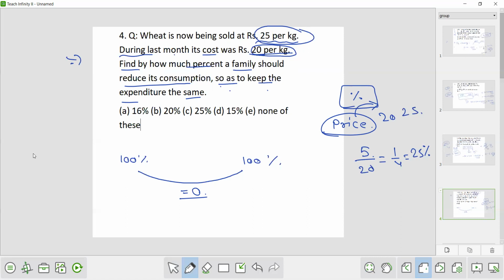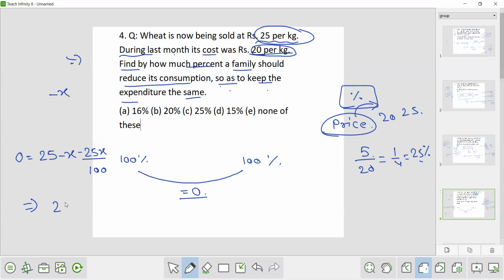So again we will apply that equivalent change concept here. So 0 is equivalent to x, where x is your 25% increase, 25. Then consumption will automatically reduce, so it will be minus x. So minus x minus 25 into x by 100. Now solve for x. Whatever we get, that will be our answer.